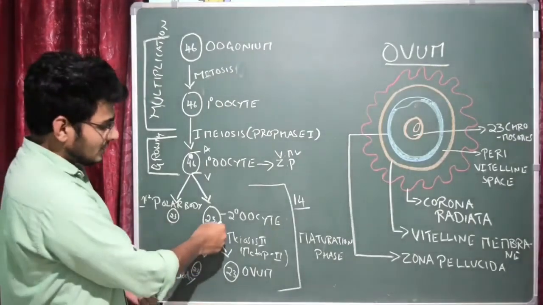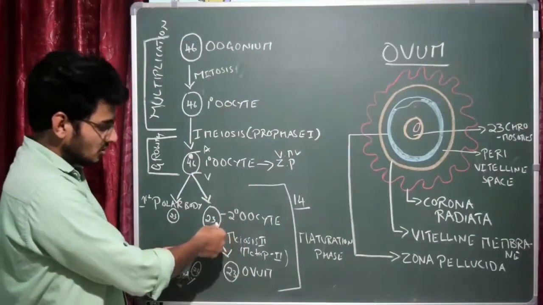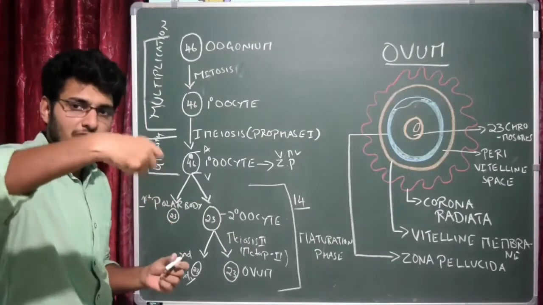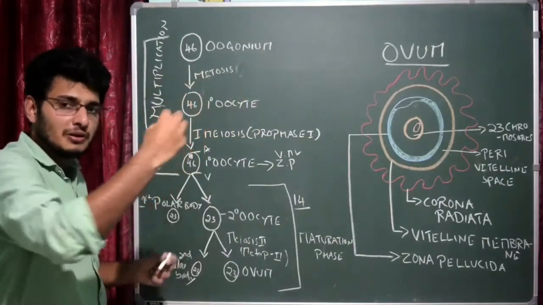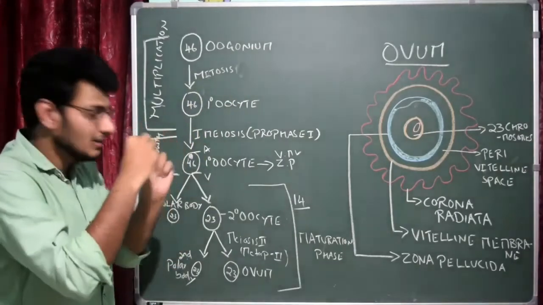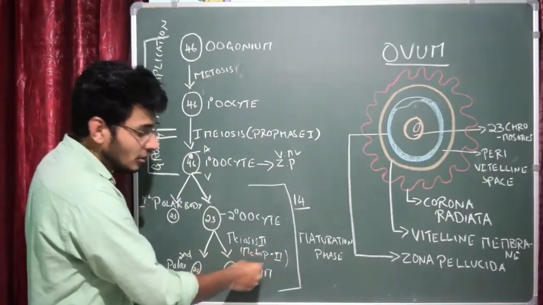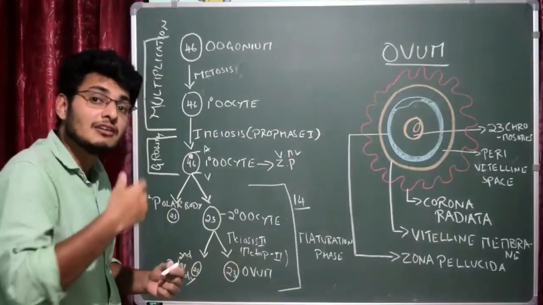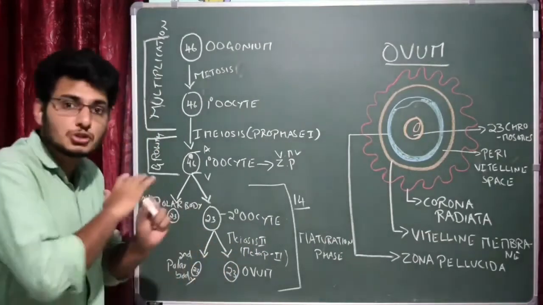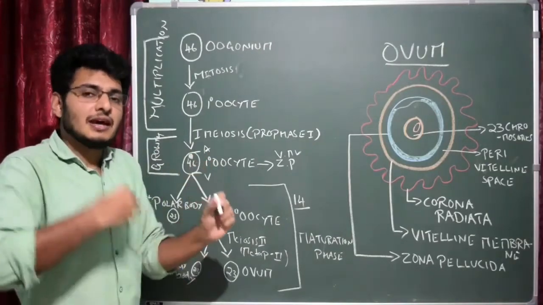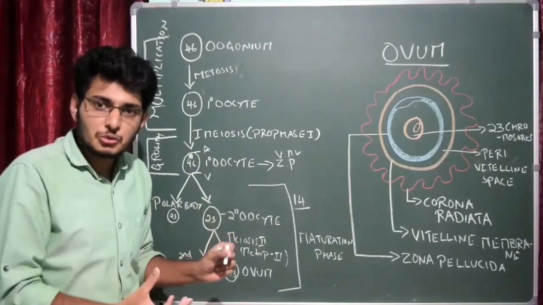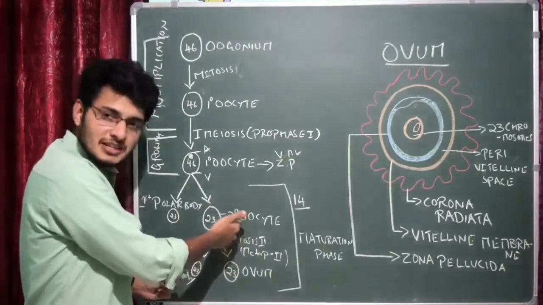Okay. Now the secondary oocyte, after the ovulation process, is collected by the fimbria and travels inside the fallopian tube. What happens in the fallopian tube? If the sperm comes into contact, then only metaphase 2 will proceed to anaphase 2 and then telophase 2. Otherwise, no. If fertilization doesn't take place, the egg will be discharged during menstruation, and it will still be a secondary oocyte. Got it?